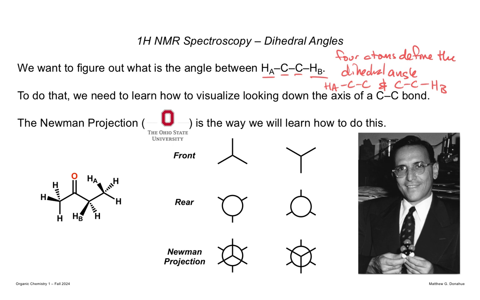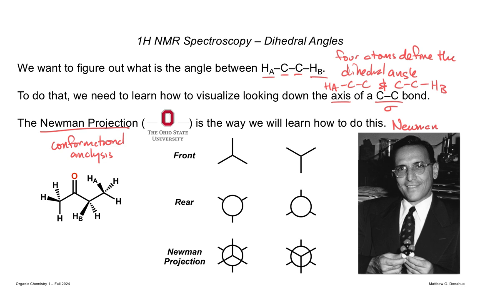So to do that, we have to look down the axis of the carbon-carbon sigma bond. And the tool to use for this is called a Newman projection. And so this is Professor Newman right here, who spent his career at The Ohio State University and came up with this way of analyzing molecules in the study of organic chemistry called conformational analysis. And again, that's looking at how things are drawn and determining these relationships.